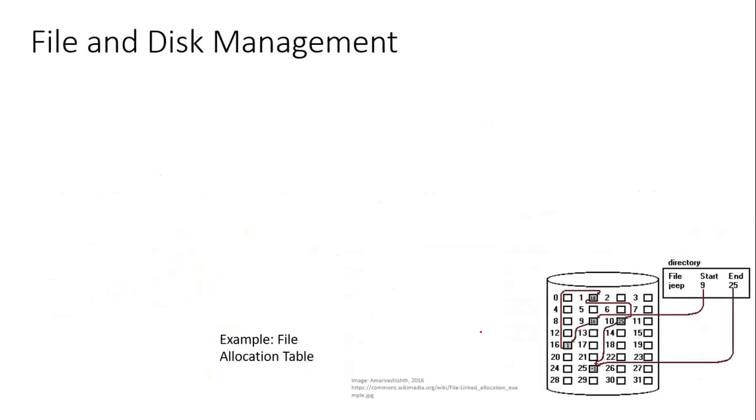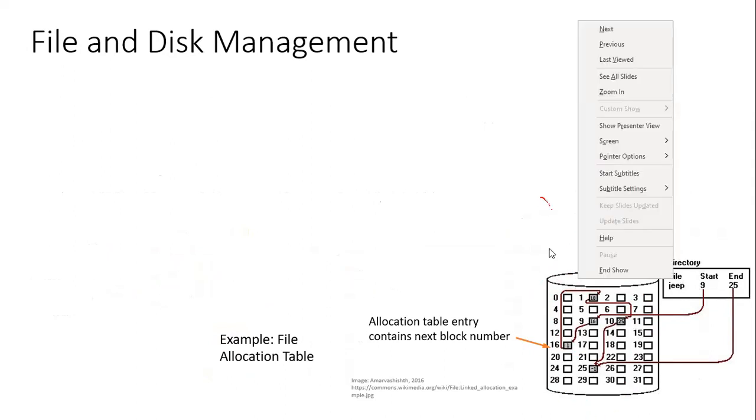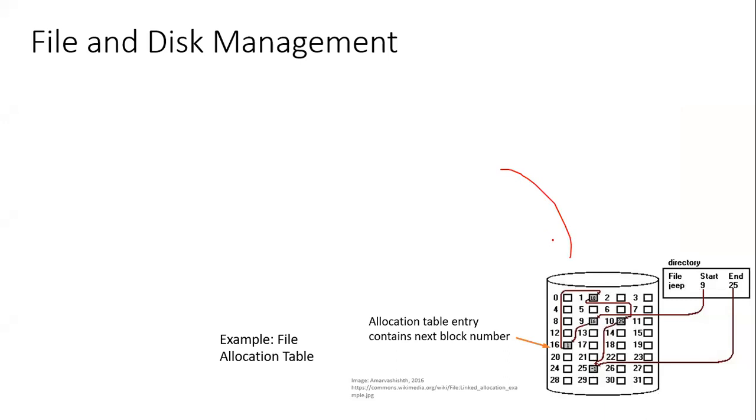Well, now here you might see how information is stored in a disk. So this is a disk. This is a file allocation table. Don't get confused. I know what I'm speaking about here is quite confusing. It's not something for you.